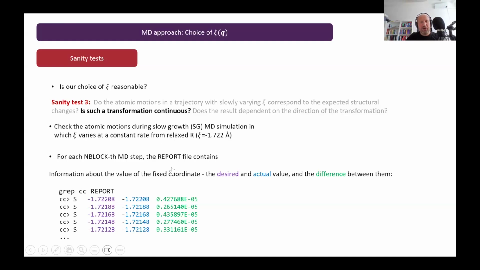To this end, we will use data available in the report file. For any coordinate with status 0, the report file contains this kind of output information. For every n-blocked molecular dynamics step, n-block by default is set to 1. So if you use the default value, then for every MD step you will see a line like that in the report file, and it contains the desired value of the reaction coordinate, or the coordinate with status 0, the actual value, and the difference between those two.